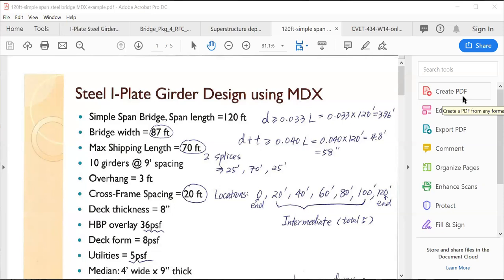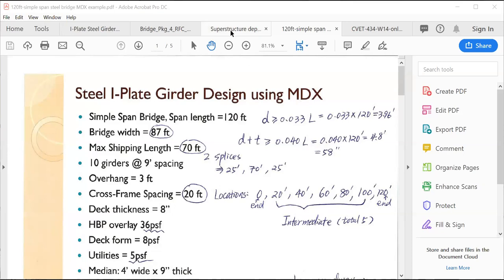Today, we'll use MDX software to design an I-plate steel girder bridge. This bridge is a simple span bridge, and the span length is 120 feet. Based on this span length, we should be able to figure out the minimum depth of the girder based on the span to depth ratio.